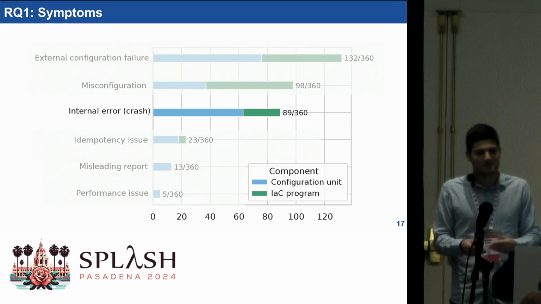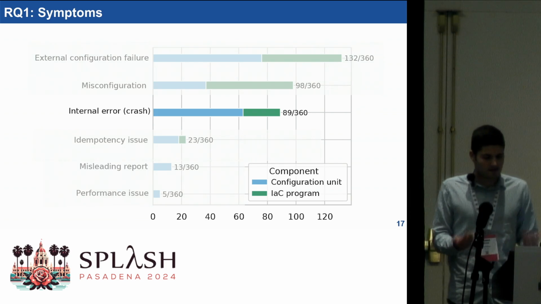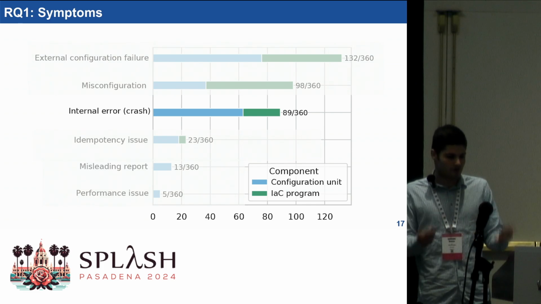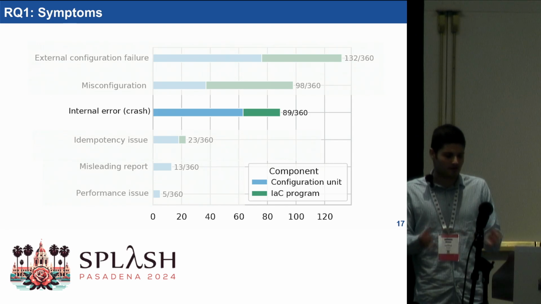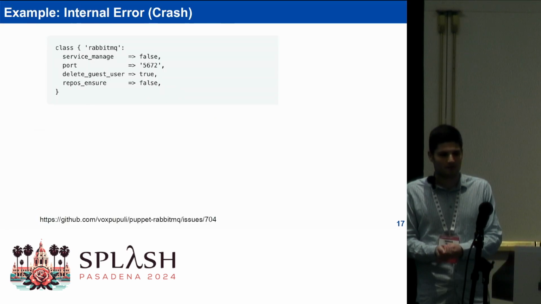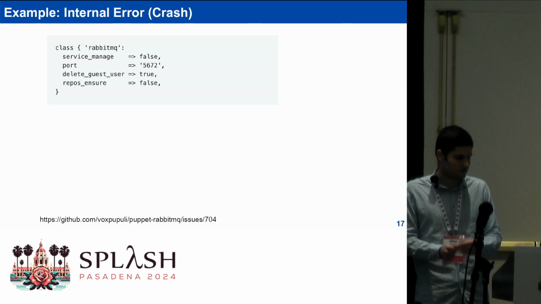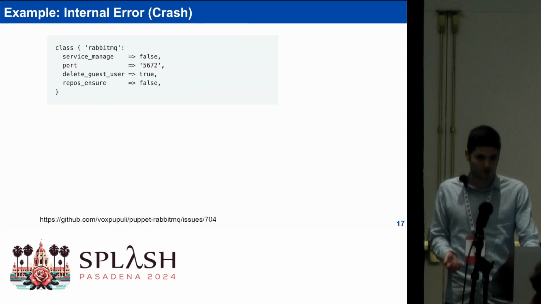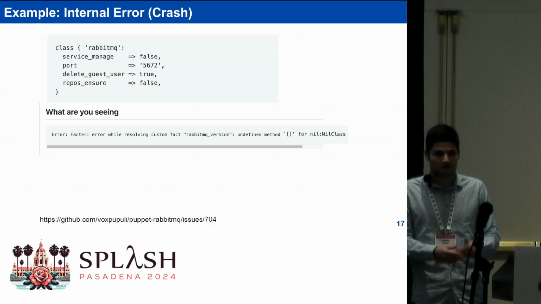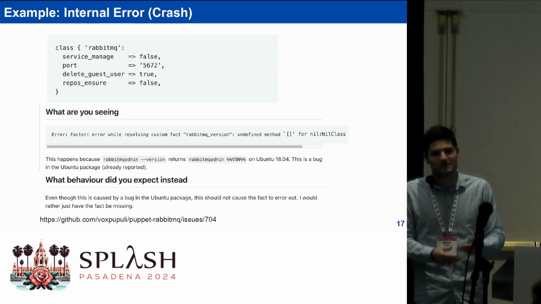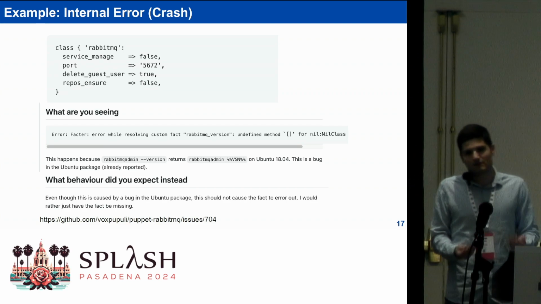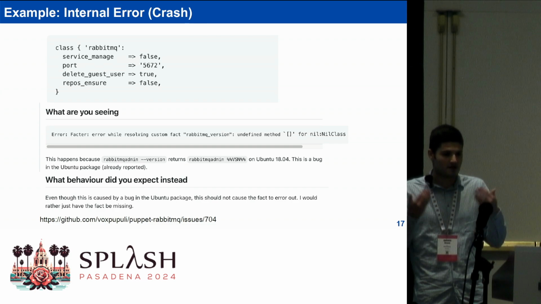Moreover, the third most common symptom is internal error or crash. In this case, the IA component terminates unsuccessfully and ungracefully, and due to an internal error that led to a crash. To adduce an example, consider this snippet. Here, we try to invoke a RabbitMQ service, and when we run this snippet on a specific version of Ubuntu, we get a Ruby-related crash. And this happens because a specific version of Ubuntu has a bug which was not anticipated by the configuration unit that we invoked and led to a crash. And instead, we would expect that the configuration unit would be able to handle this issue gracefully.